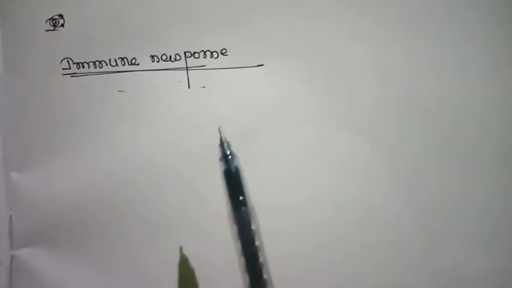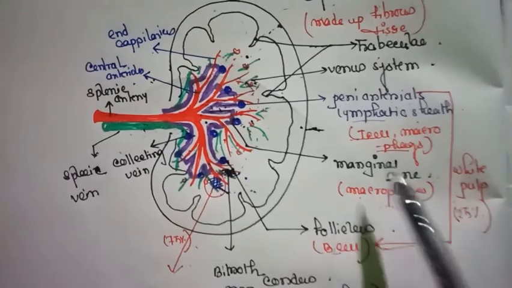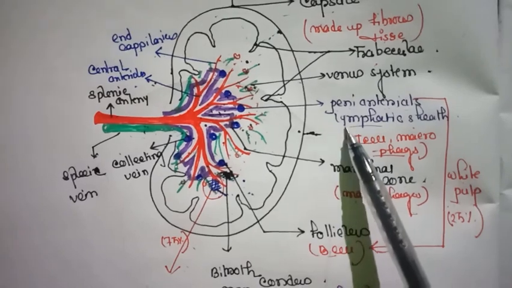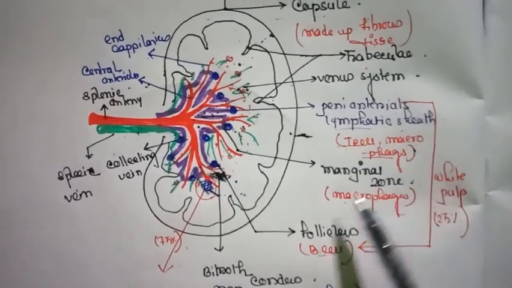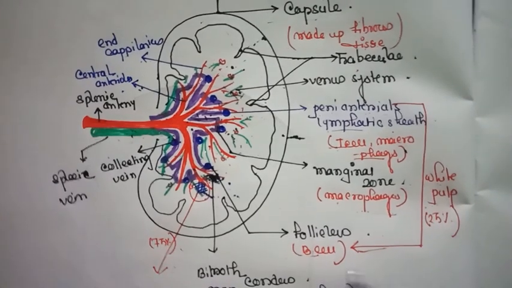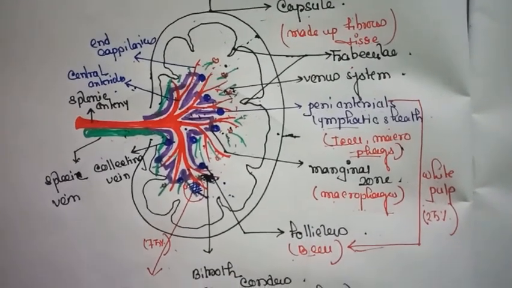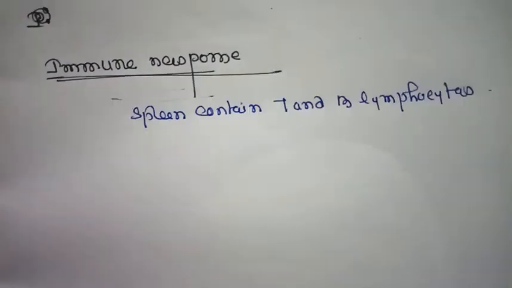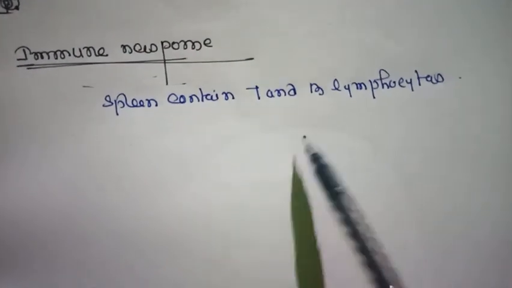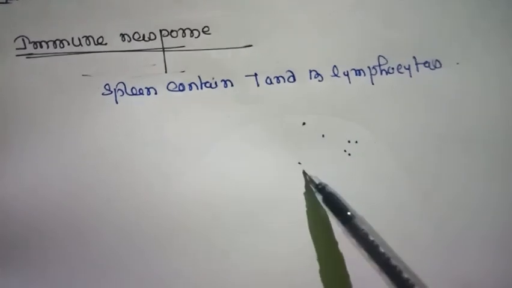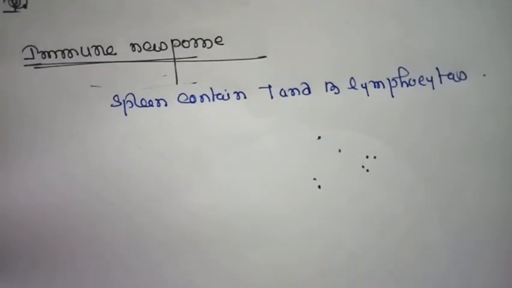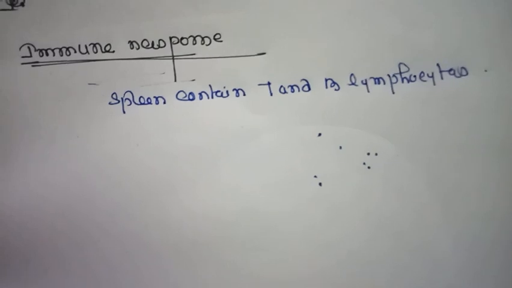Next, immune response. The spleen, mainly the white pulp, contains T and B lymphocytes. The periarterial lymphatic sheath contains the T cells and macrophages, and the follicles contain the B cells or B lymphocytes. These are important for fighting infections such as viruses and bacteria, and also important in mounting an immune response as well as producing antibodies.